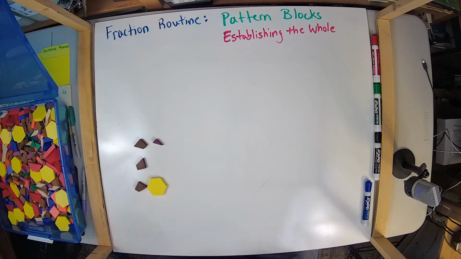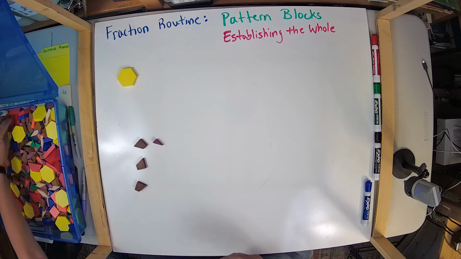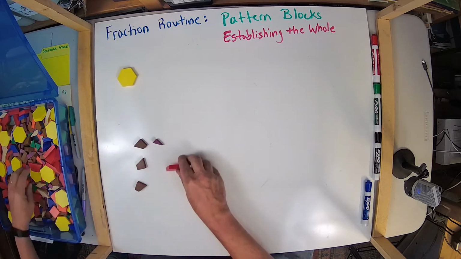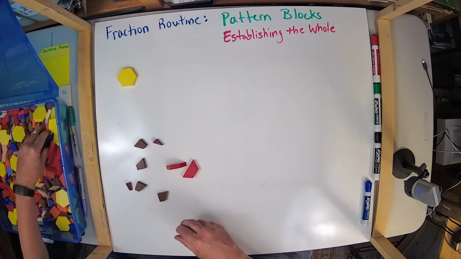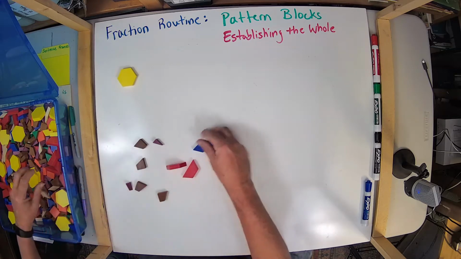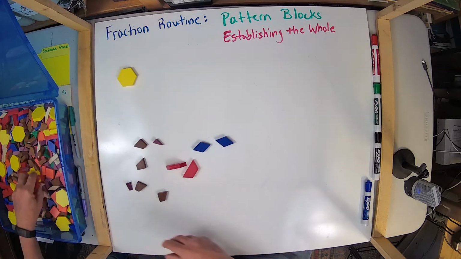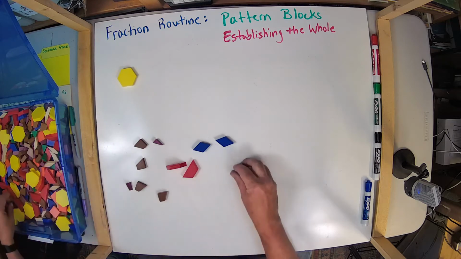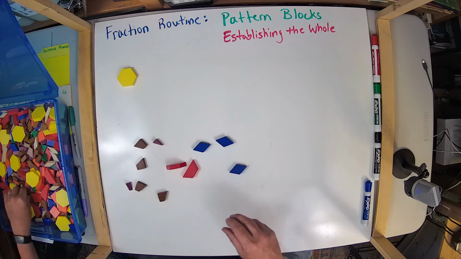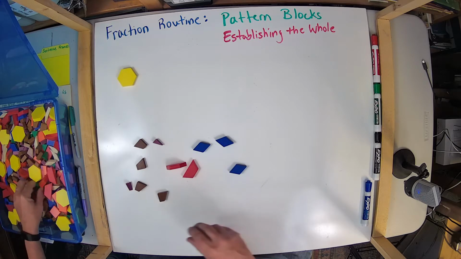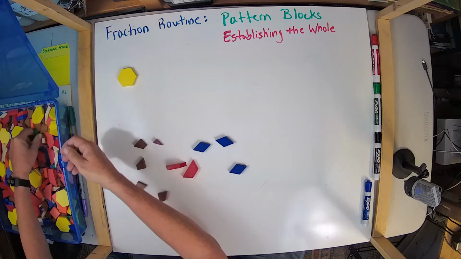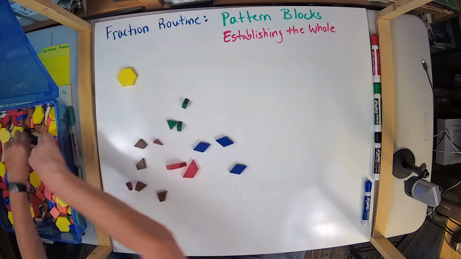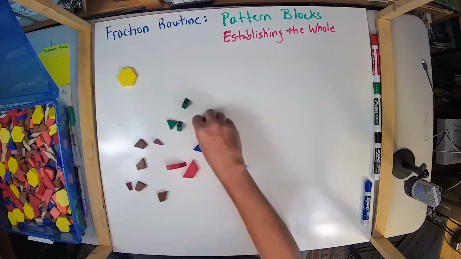This is a fraction routine, establishing the whole. That is such an important concept that I really want to show what it looks like. I'm sure everybody has seen these blocks at some point or another. If you don't know the name of them, they're called pattern blocks. They're probably most commonly seen in kindergarten, and I think a lot of people mistakenly think that these are just blocks for little kids. And yes, they are blocks for little kids, but I'm going to show you how these blocks can take on pretty sophisticated meanings.